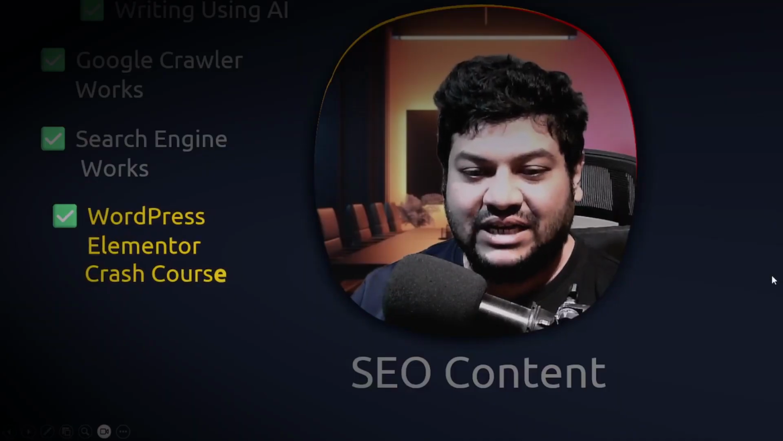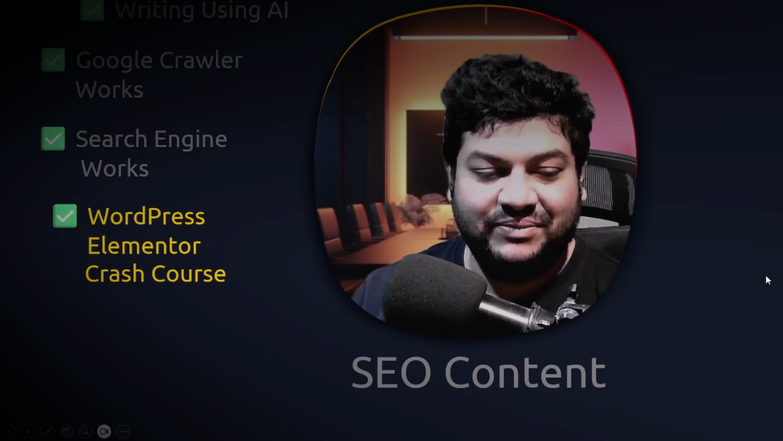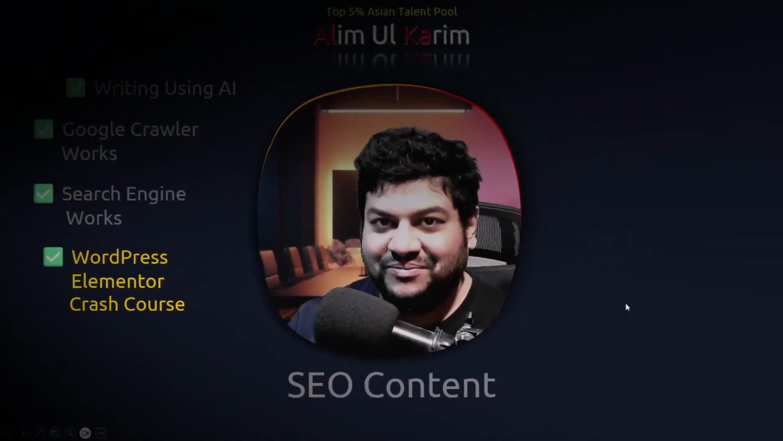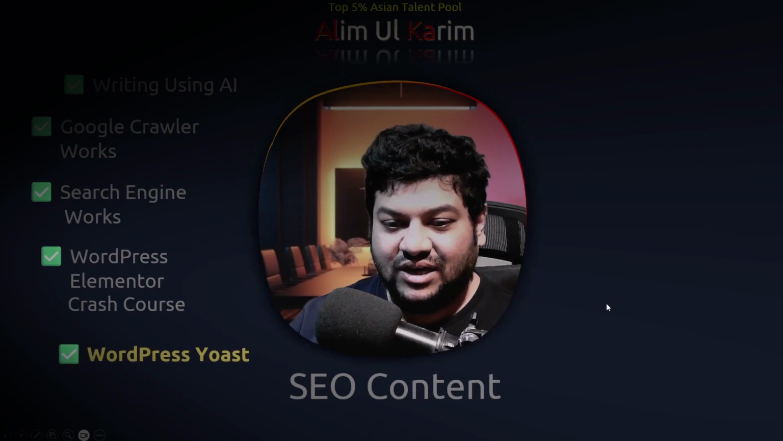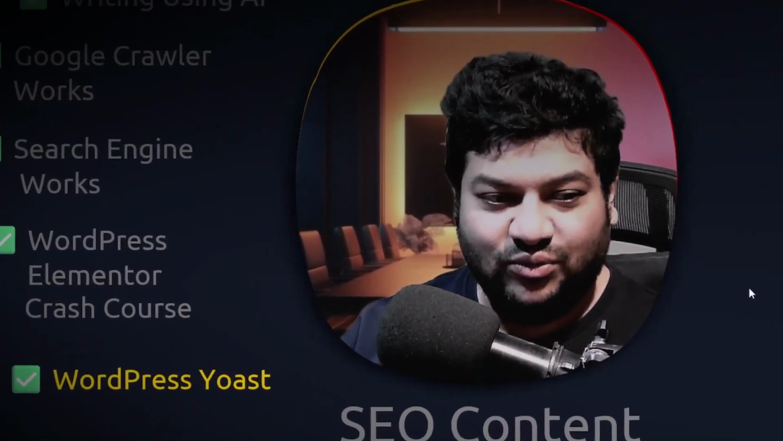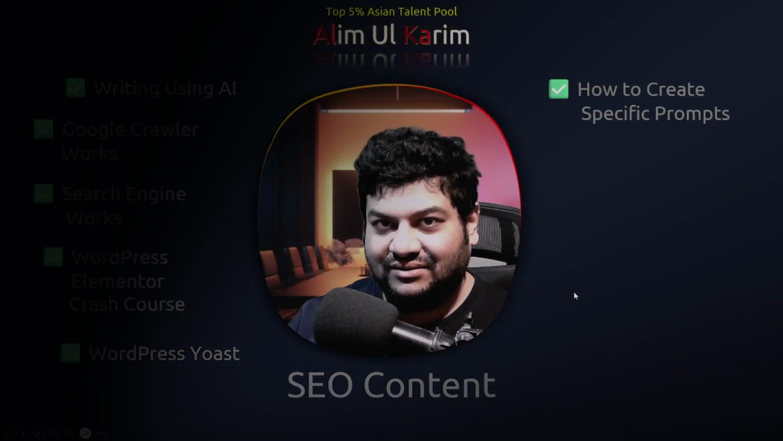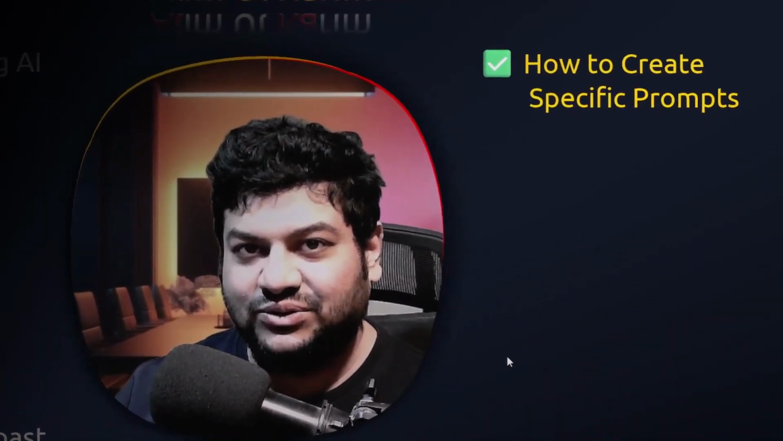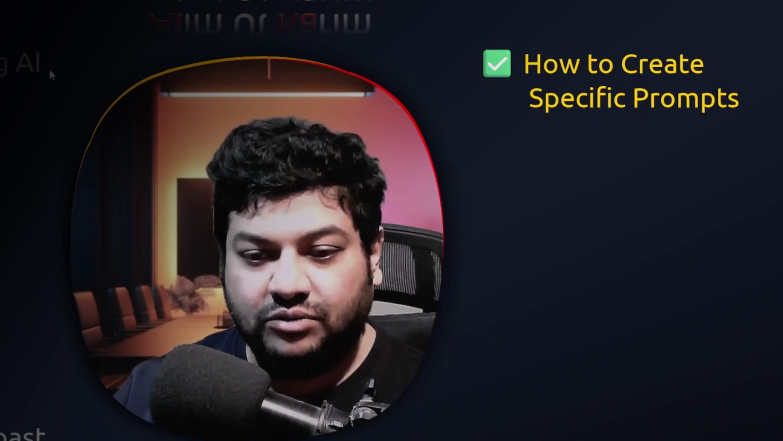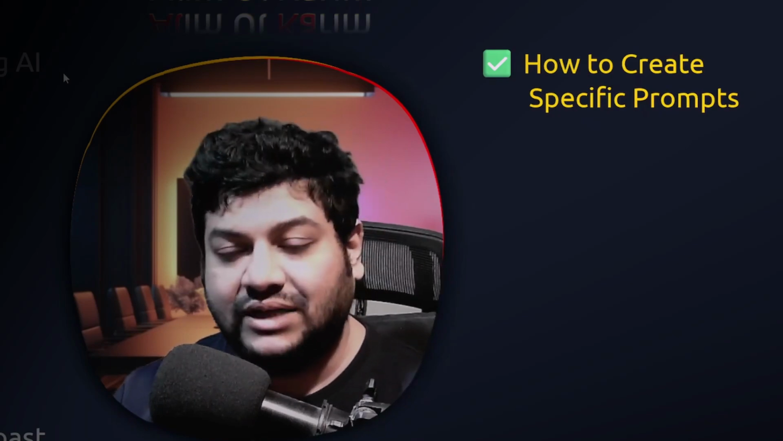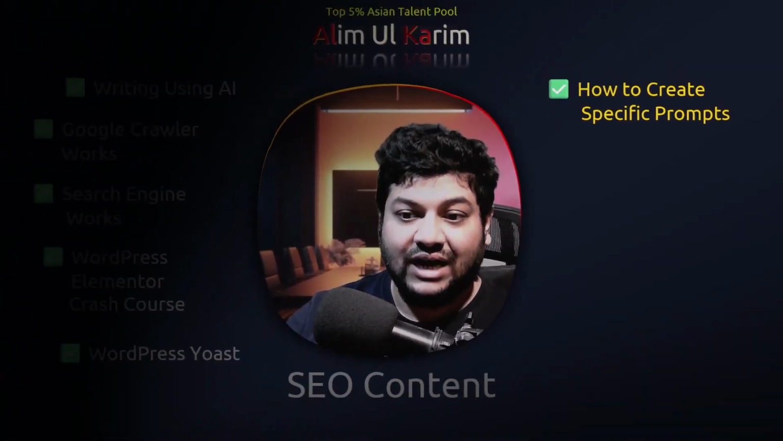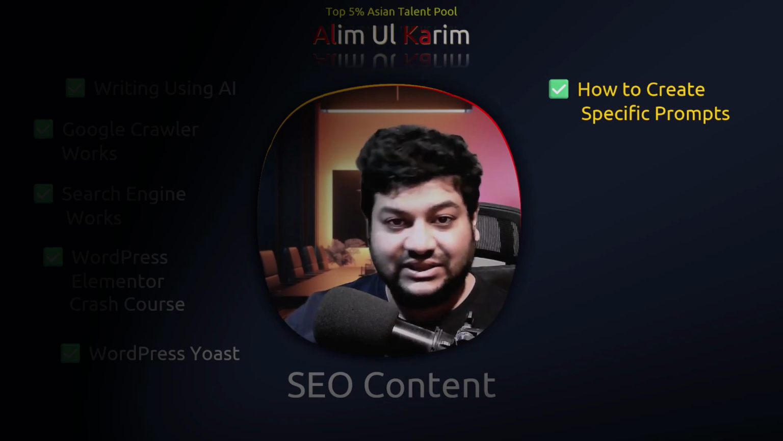Learn a little bit about Elementor basics. You can think of it like a basic crash course on Elementor. And then we're going to learn about the Yoast plugin for WordPress. And finally, we also see how to create specific prompts. Because we're going to write using AI, we're not manually writing everything. We're going to write some manual stuff for sure. We're going to give the structure of the theme, where to write. Also, I will suggest how to start, like scratching the surface, and how to generate ideas.